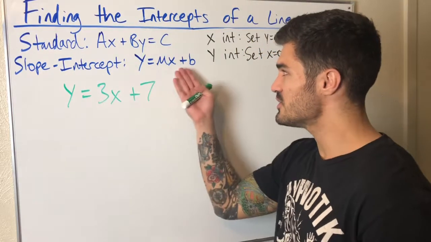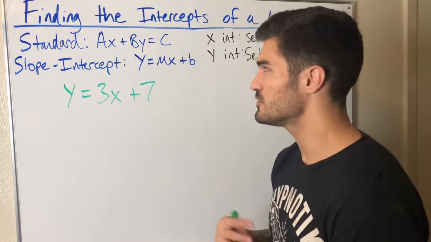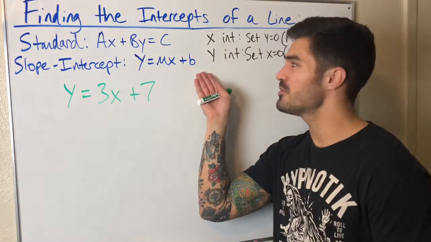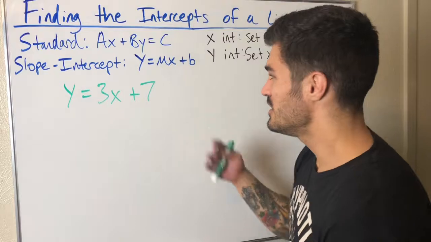So this is, as we can see, in slope-intercept form. So this is a little bit beneficial for us. And why is it beneficial? Well, the y-intercept jumps out at us. Remember, the y-intercept is b. And if you don't realize why the y-intercept is b, think about this.